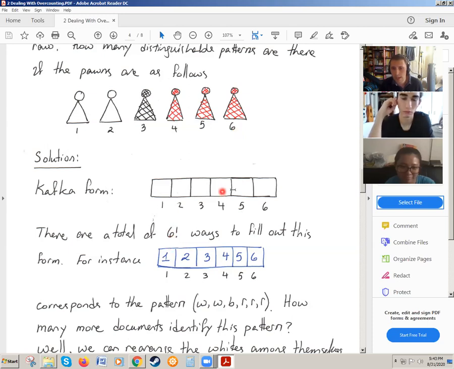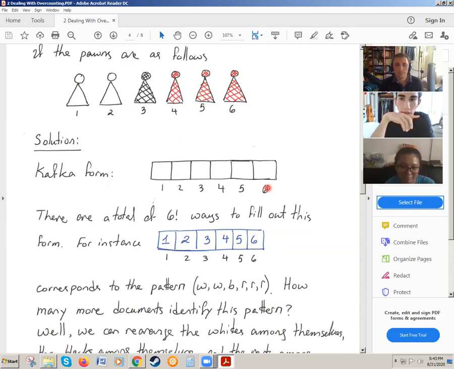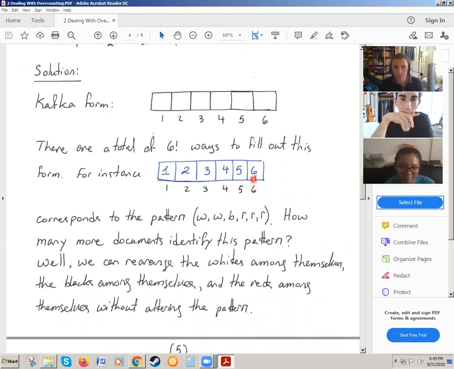That's because, again, we have the generalized principle of counting. 6 possibilities here times 5 possibilities here times 4 here and onwards, right? So that's why it's 6 factorial. You don't ever have to memorize when you multiply, you just understand. Okay, so this code is one word that will describe the pattern WWBRRR.